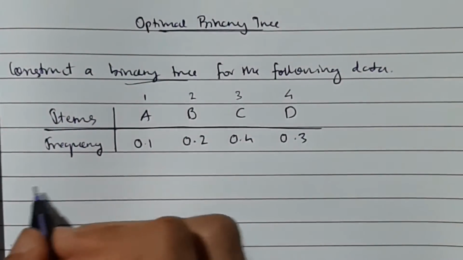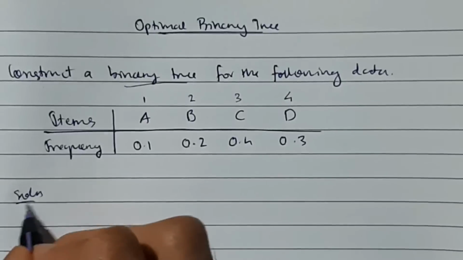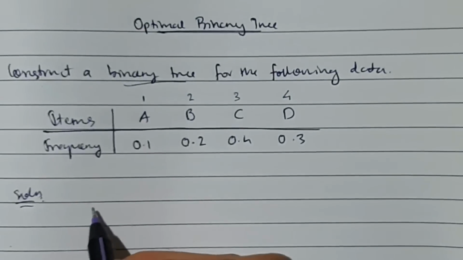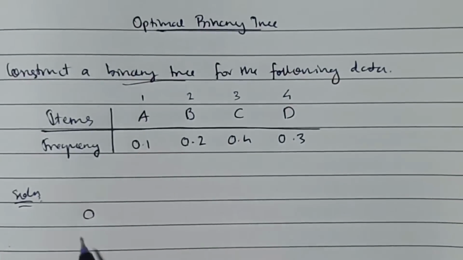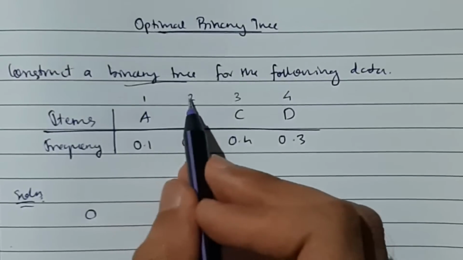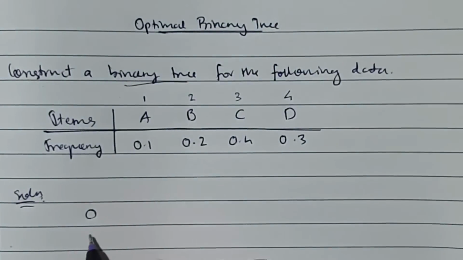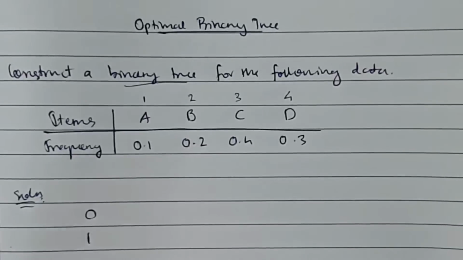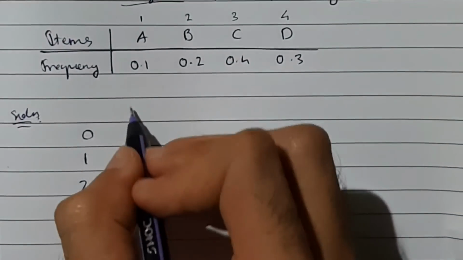Next, the first step what you have to do is make a table. Okay, in this table you will have how many rows are there, means 1 2 3 4, so 4 elements are there, so from 0 to 4 you have to make a table.